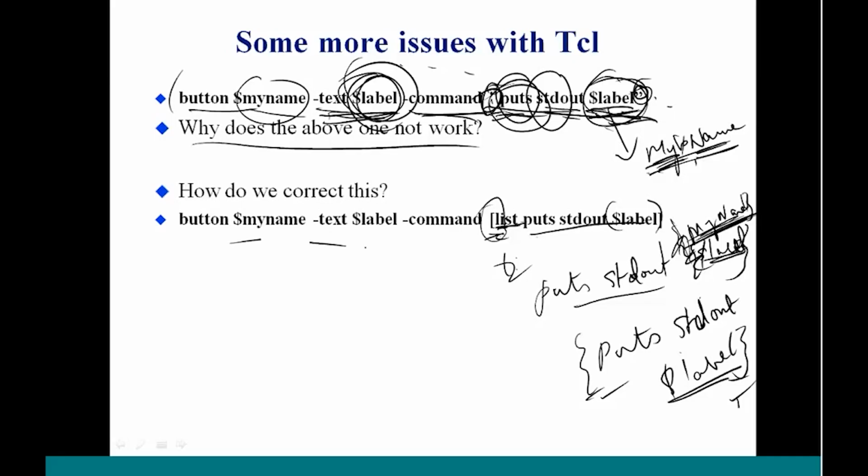So to fix that, we can define it like this, where we define this as a list with the command so that it executes as a list, and each one is treated as a separate entity. So even if you have multiple words, those words will be combined and treated as a single word, so that when you say puts stdout that particular word, like my name, it produces the correct output.